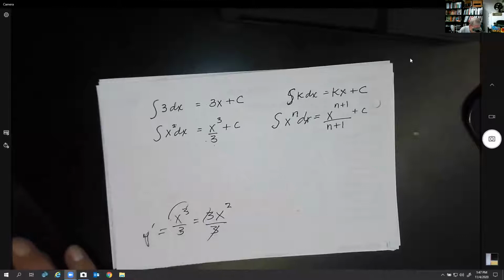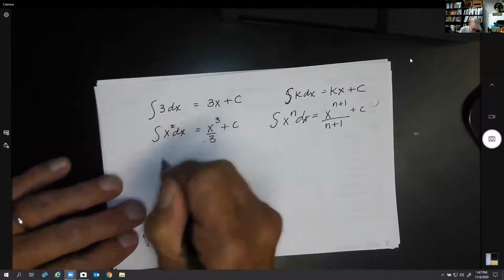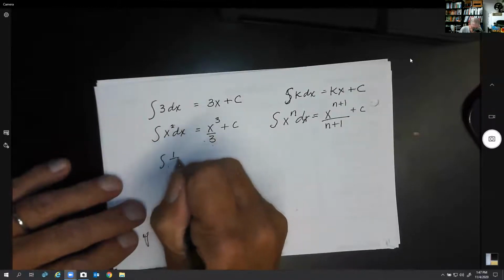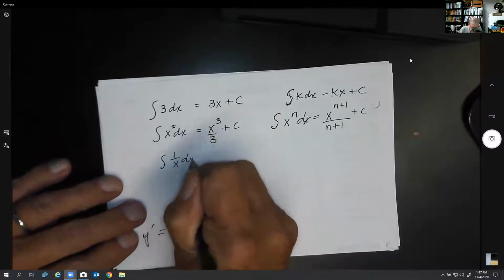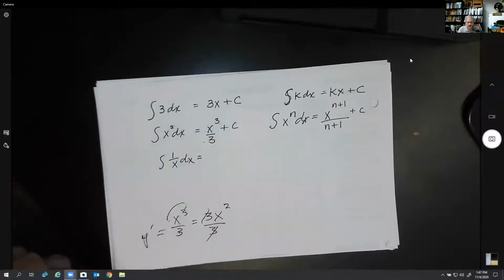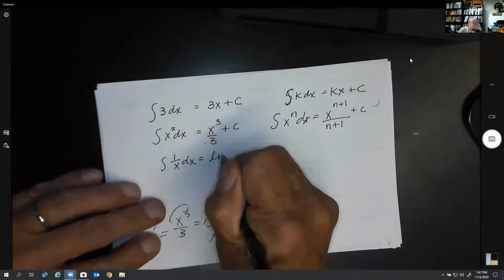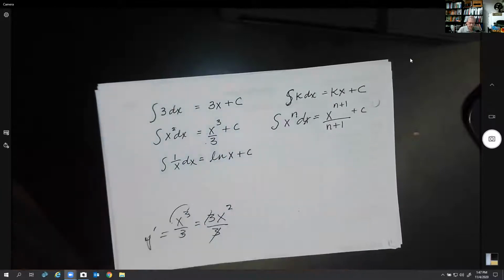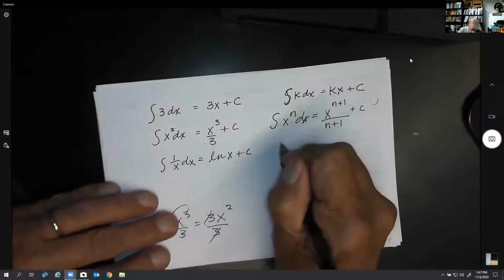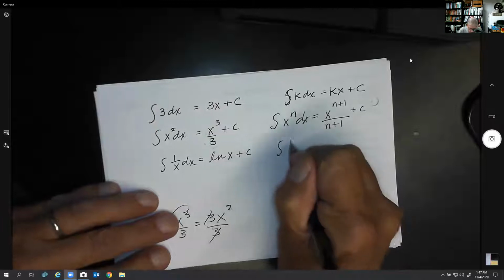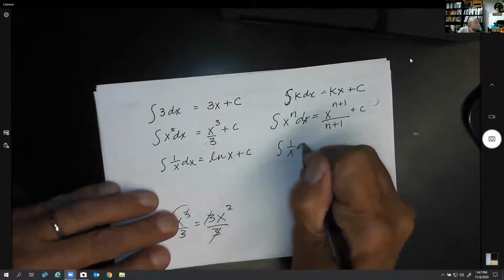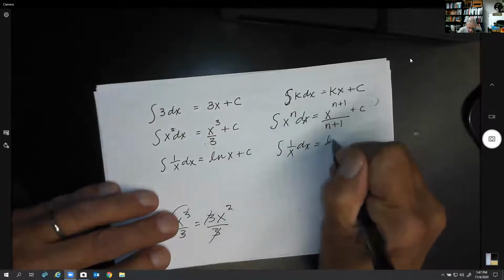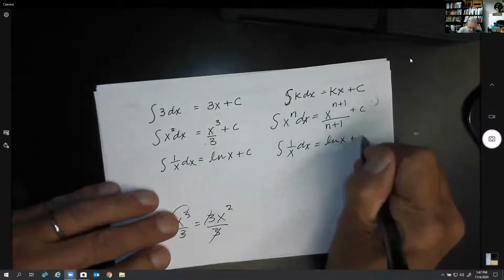Another one that comes up is, say we want to take the integral of 1 over x dx. This has a definite answer. The answer to this is the natural log of x plus c. The integral of 1 over x dx is the natural log of x plus c.